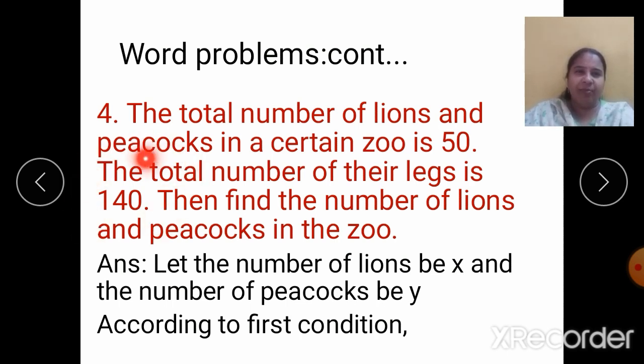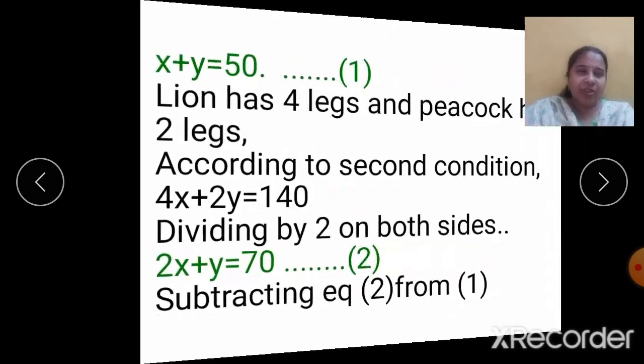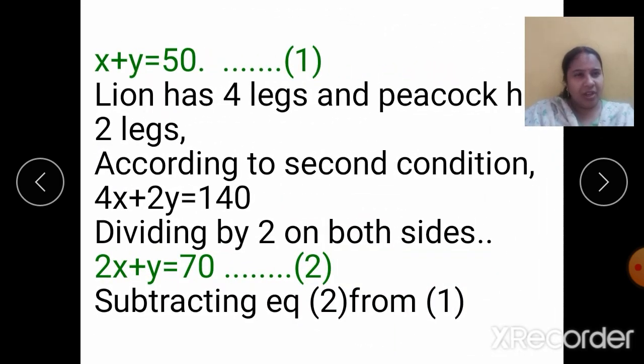And here the total number of legs is given as 140. So see how second equation can be framed. Lion has 4 legs while peacock has 2 legs. So according to the second condition, total number of their legs was 140. So 4 into x and 2 into y. Yes, 4 into x because number of lions is x. So total number of legs will be 4x. Number of peacocks is y. So total number of legs will be 2y. And in the question the given condition is total is 140. So 4x plus 2y is equal to 140. This will be the next equation how I will frame it.